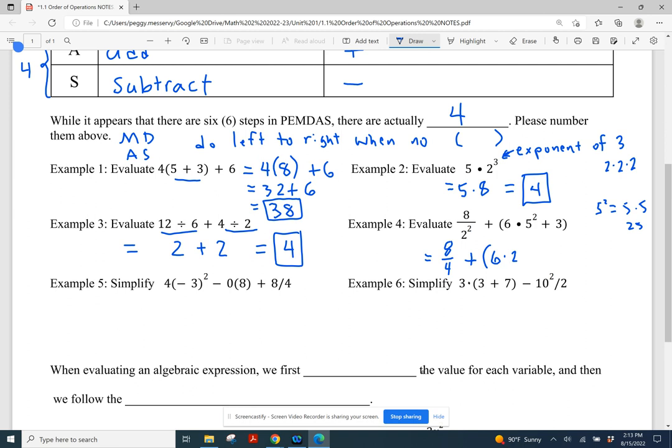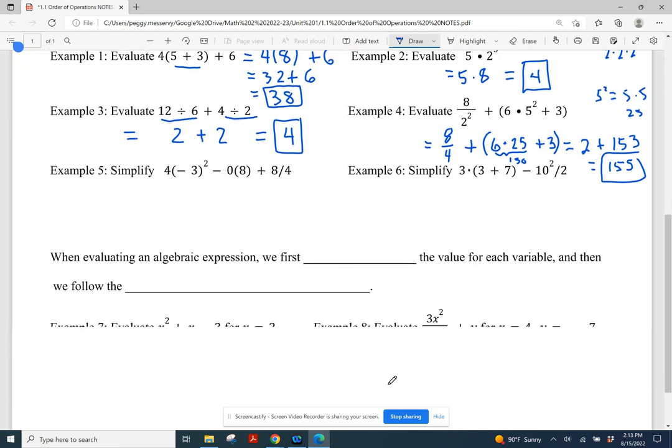Oops, not a parenthesis yet. There's a plus 3 in there. Notice I use the dot for multiply again. And then plus 3. So we have to do the multiplying. So we're going to rewrite this: 6 times 25 is 150. And then 150 plus 3 is 153. 8 divided by 4 is 2. We've got 2 plus 153. We've got 155 for our answer there. Okay. Should add a little more space for that one.